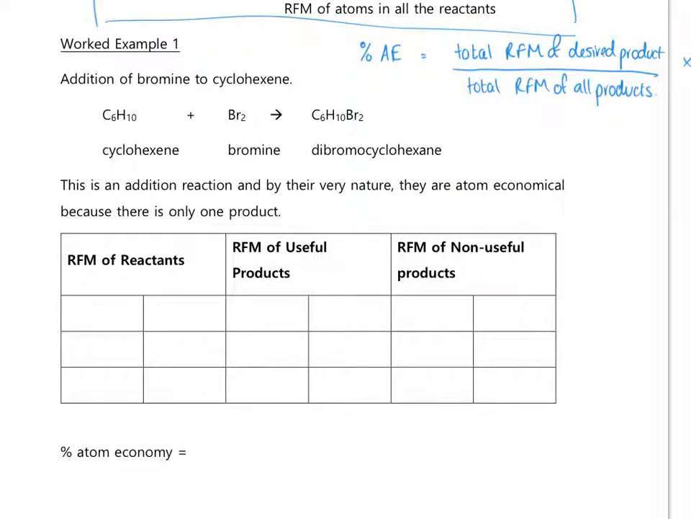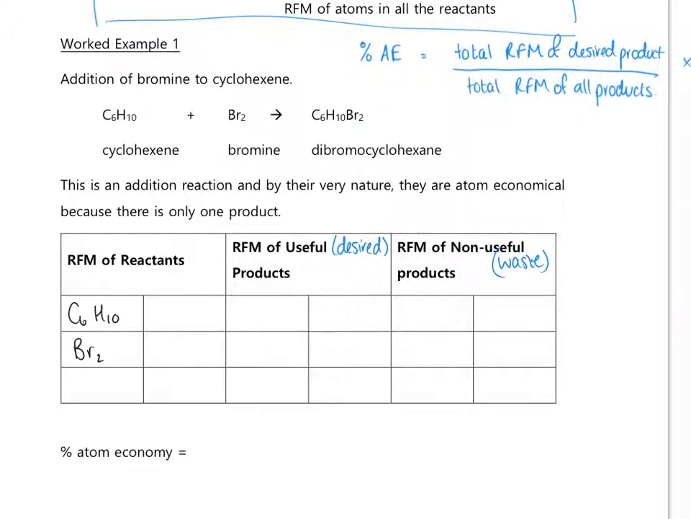Okay, so worked example 1. What we need to work out is the RFM of our reactants, the RFM of our useful products or desired products, you can add that in, that's another way of saying our desired products, and the RFM of our non-useful or waste products. So our reactants, let's look first of all, we've got cyclohexene, which is C6H10, and we've got bromine, which is Br2. Let's work out the RFM of these.